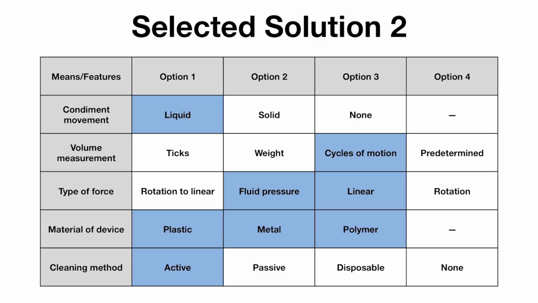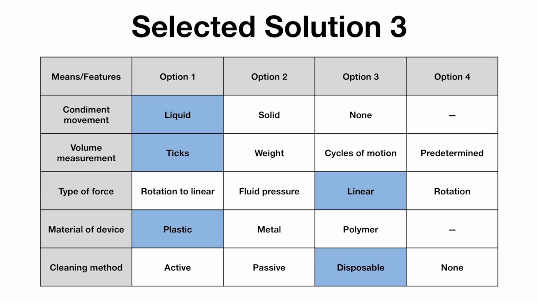Okay. So let's say we were to have liquid condiment measured by ticks with linear force in a plastic device, and then we could have it be disposable. So what could we make from that?